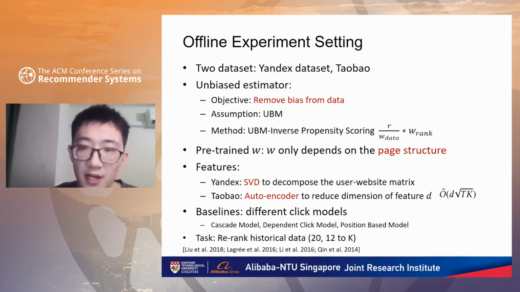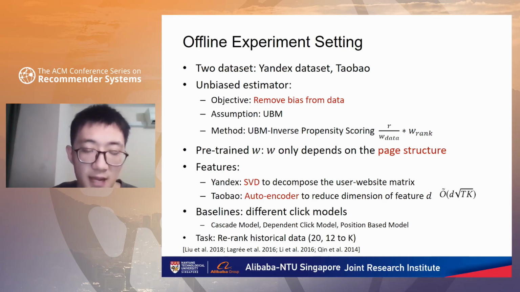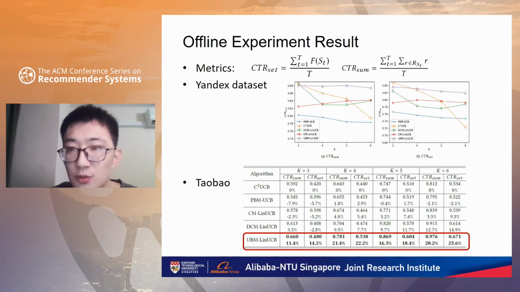For the baseline, we compare with other click models used in previous works. The offline task is to rank historical data, which is selecting K items from 20 and 12 candidates for the Index and Taobao datasets, respectively. We use two metrics in the experiment. The first is the probability that users click at least one item. The second is the sum of clicks. The results for the two datasets are shown here. We change the number of recommended items K from 3 to 6. The algorithm that doesn't use any click model performs worse with the increase of K.